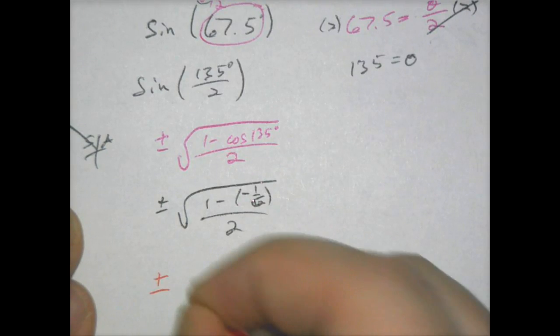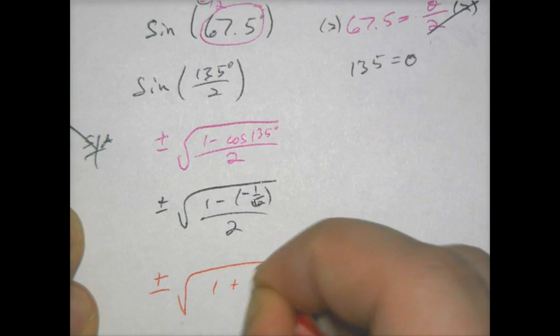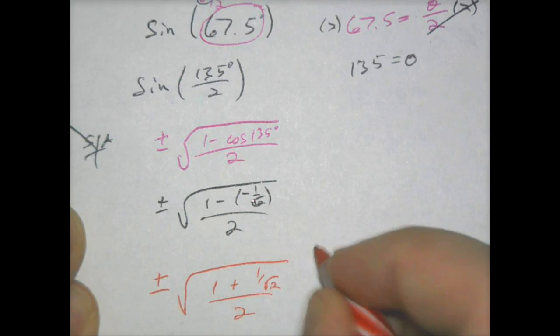So then you have plus or minus square root of 1 plus 1 over root 2, divided by 2. There we go.